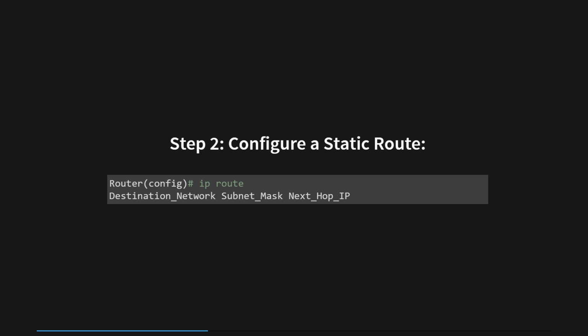Next_hop_IP specifies the IP address of the next hop router or the exit interface through which the router should forward packets destined for the specified destination network. This next hop IP acts as the gateway to reach the destination network and ensures that the packets are properly routed along the desired path.